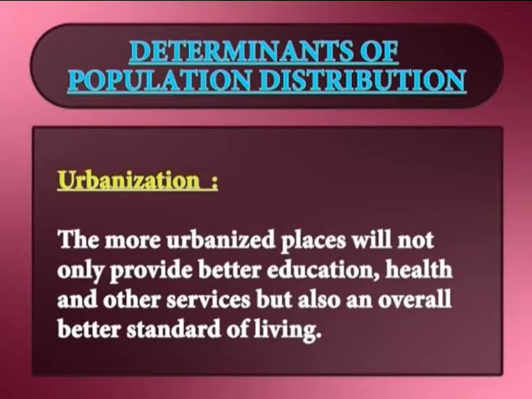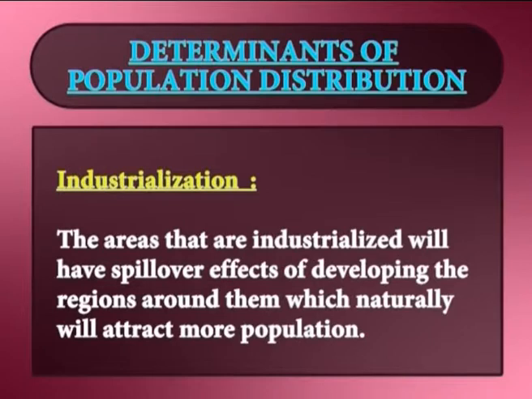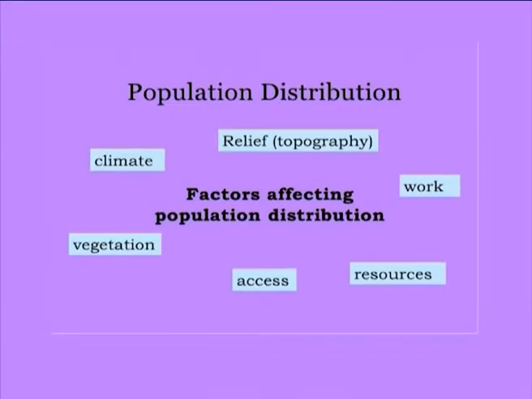Urbanization. The urbanized areas have all the pull factors that will attract more population. The more urbanized places will not only provide better education, health and other services, but also an overall better standard of living. Industrialization. The areas that are industrialized will have spillover effects of developing the regions around them, which naturally will attract more population. This diagram illustrates the different factors that play an important role in determining where people would want to live, which in turn influences the density and distribution. The relief of the area, its climate and availability of resources play an important role in determining this.